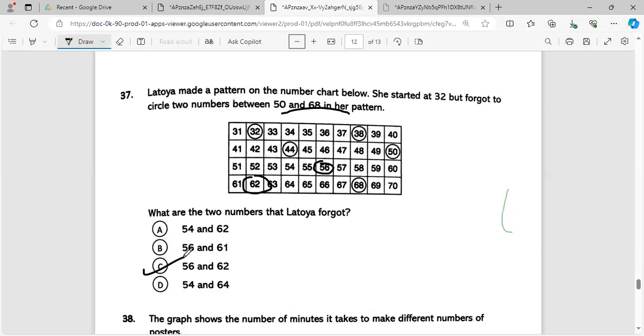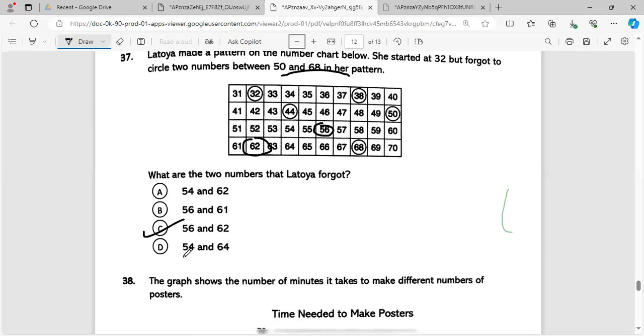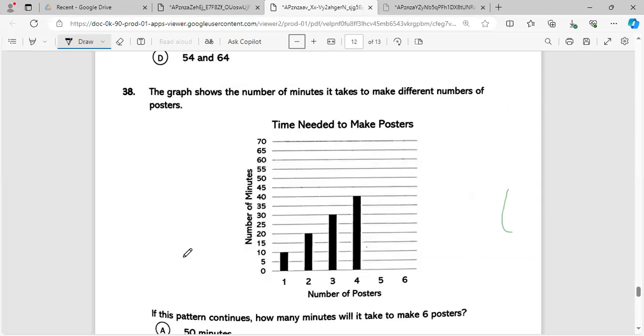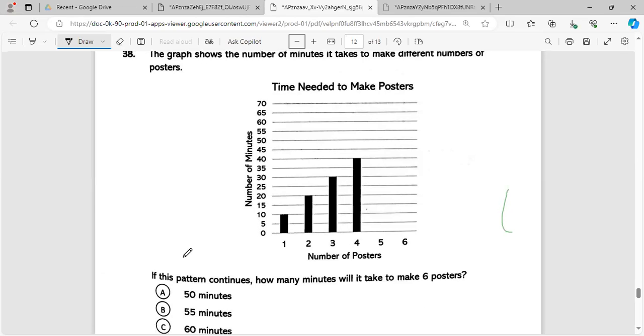All right, on to 38. Good job. The graph shows the number of minutes it takes to make different numbers of posters. Time needed to make the posters, and they have the different types of posters. 1 minute.